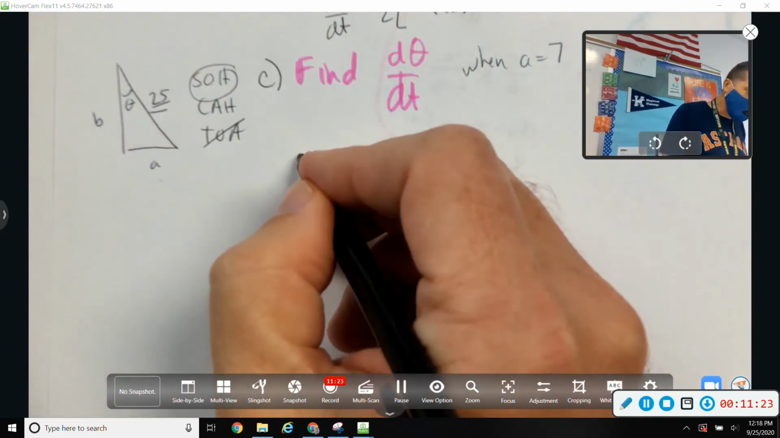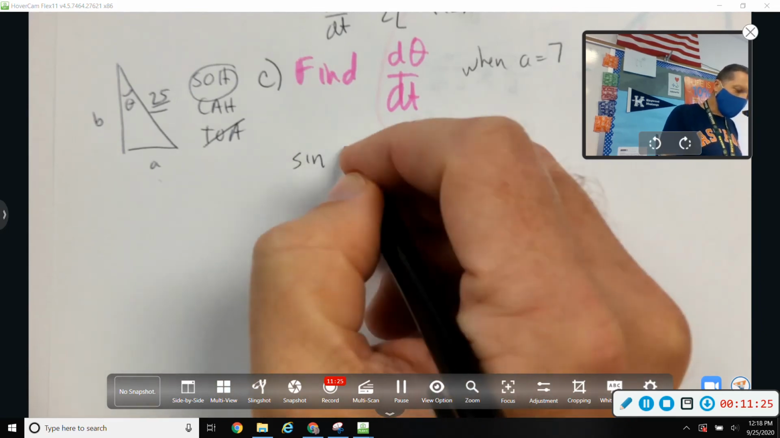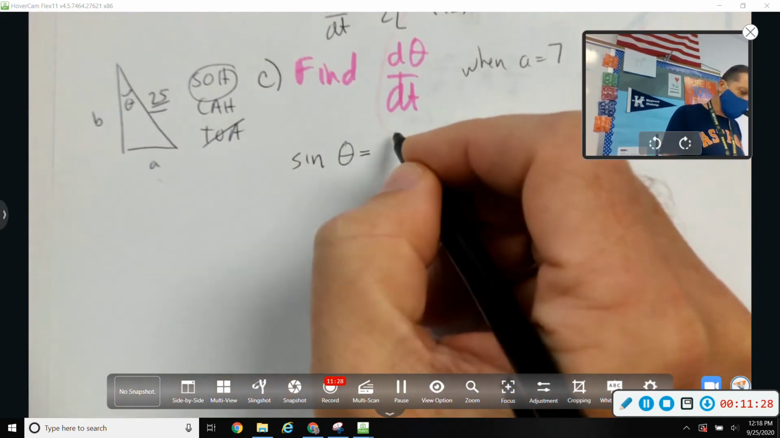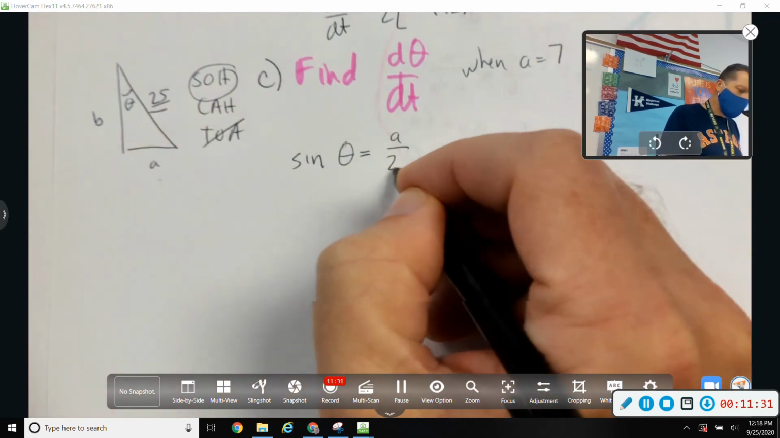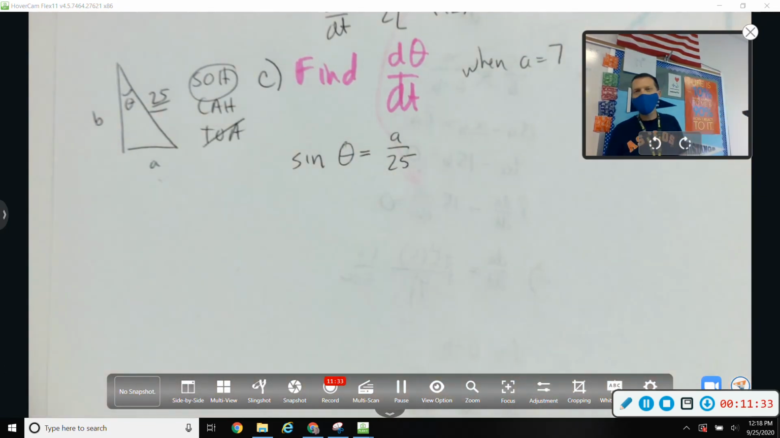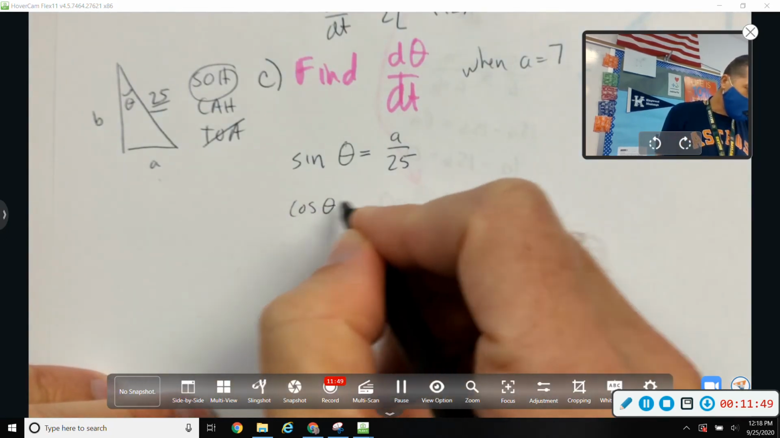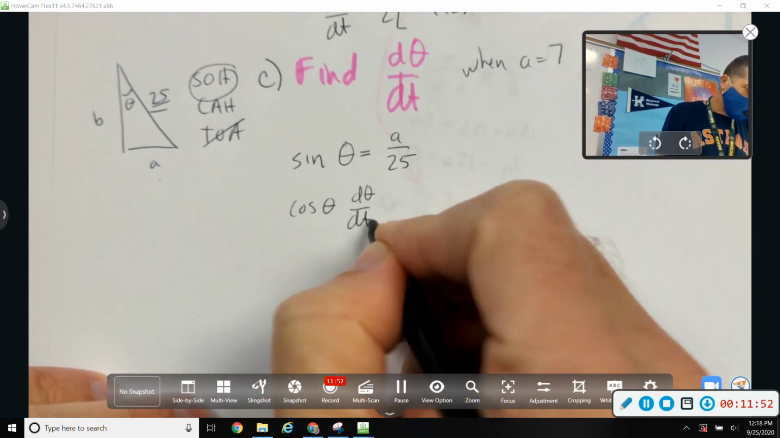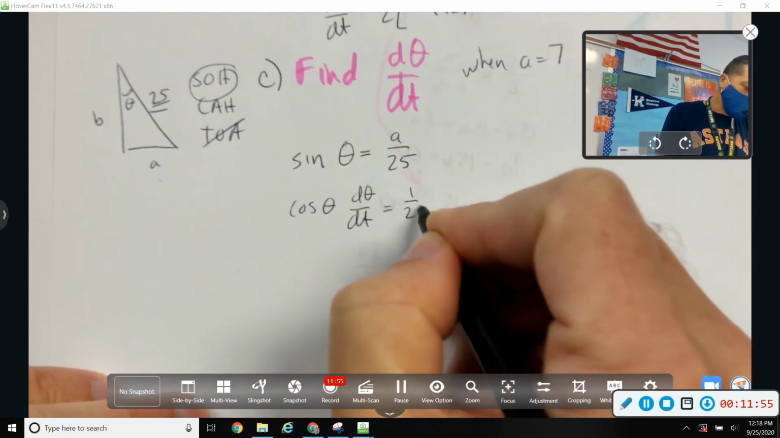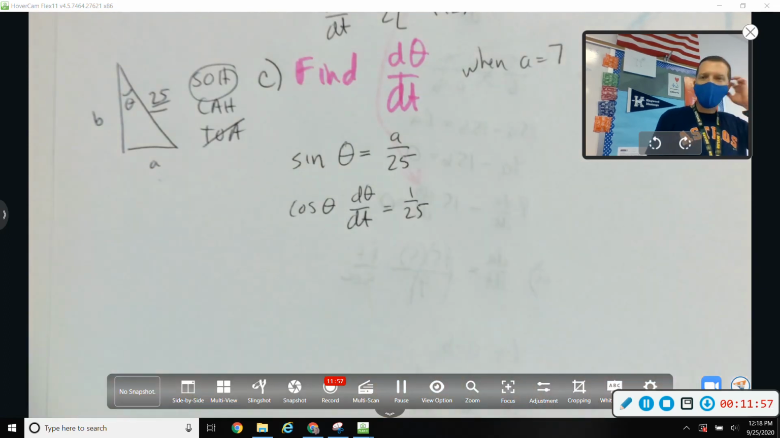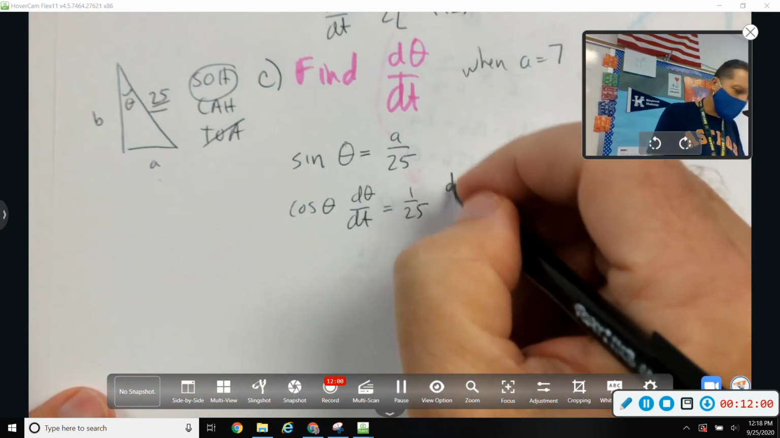I'm going to pick sine. So sine of an angle equals opposite over hypotenuse. Since hypotenuse isn't changing, I'm going to write over 25. I don't have to worry about the 25 changing. That's a fixed, constant number. I mean, the ladder's changing positions, but it's not changing length. So derivative of sine is cosine times dθ/dt equals 1/25. If I view the 25 as a 1/25, dA/dt.